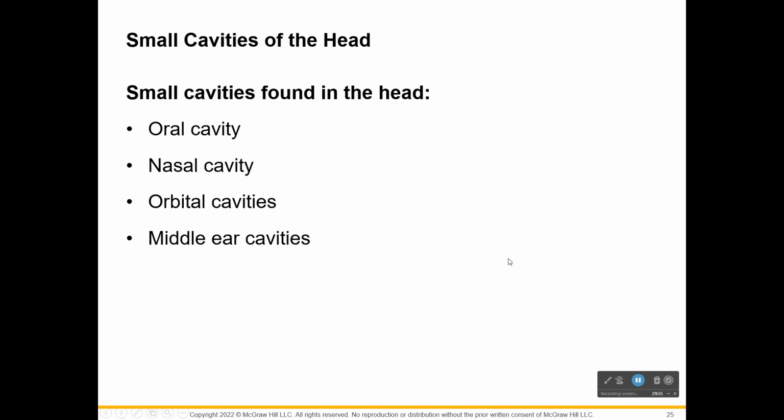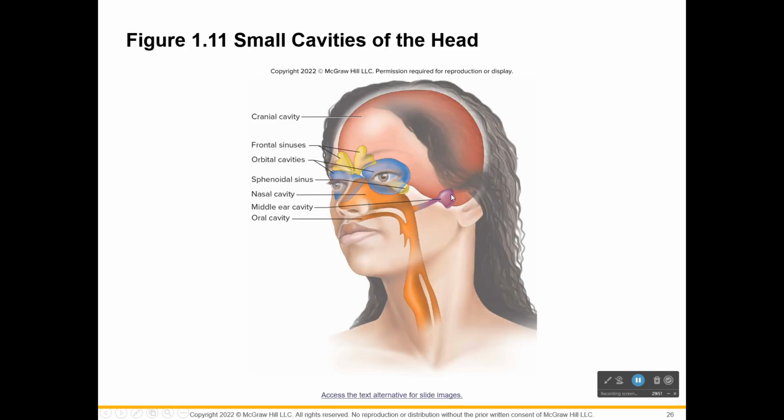There are some small cavities in the head that aren't the cranial cavity, like the oral cavity, nasal cavity, orbital. Now, oral is mouth, nasal is nose. Most people get those. Orbital is actually your eye, and then middle ear cavities. So you can see here's the middle ear, and here's the nasal cavity in orange, and the oral cavity. And then you have sinuses that are spaces in bone that are usually filled with air. Unless you have a sinus infection, they're filled with fluid. And then here's these orbital cavities where the eyes are located.